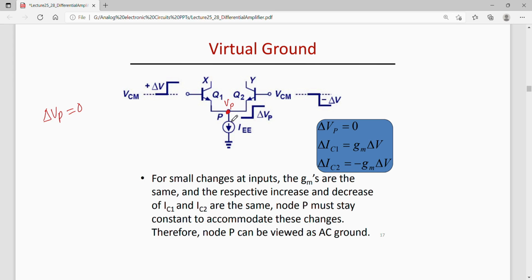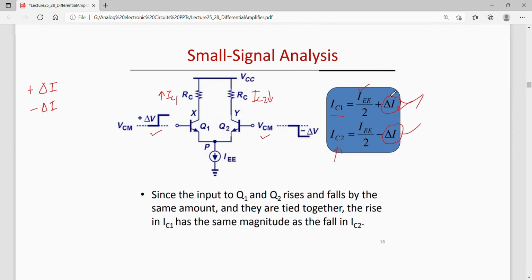This node should be fixed, or can be treated as AC ground. So this is important to note here, that this Vp node, this P node, can be treated as an AC ground in small signal analysis, if we are considering this condition.